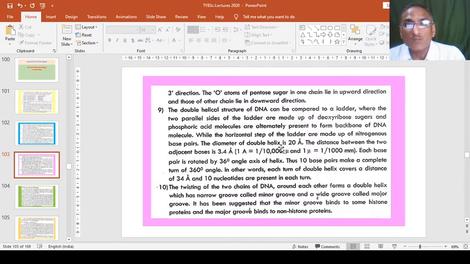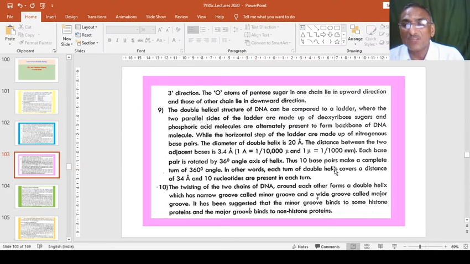The diameter of the double helix is 20 angstrom and the distance between two adjacent bases is 3.4 angstrom. As you have seen in the previous figure, for the angstrom, 1 angstrom is equal to 1 upon 10,000 micron and 1 micron is equal to 1 upon 1000 millimeter. So this is the measurement of angstrom. Each base pair is rotated by 36 degrees along the axis of the helix.